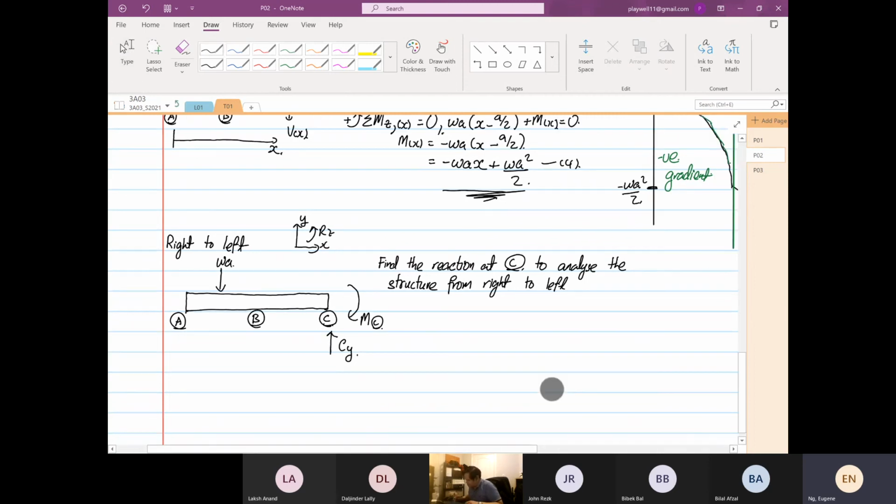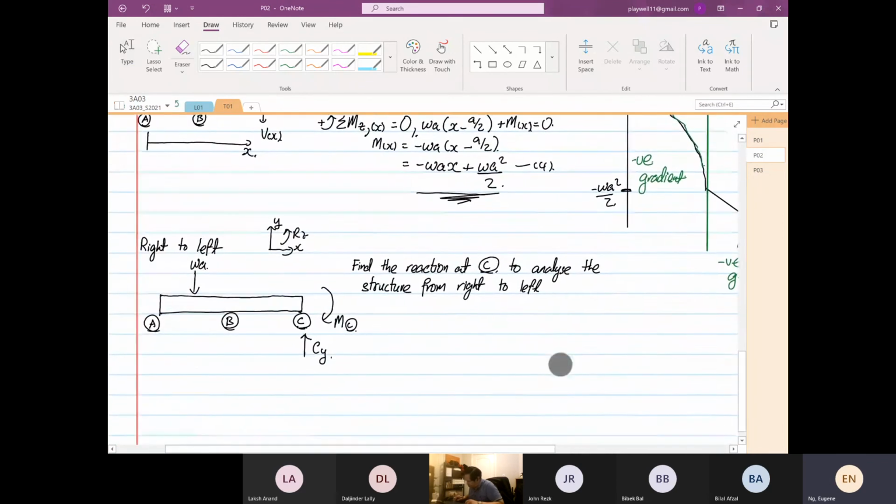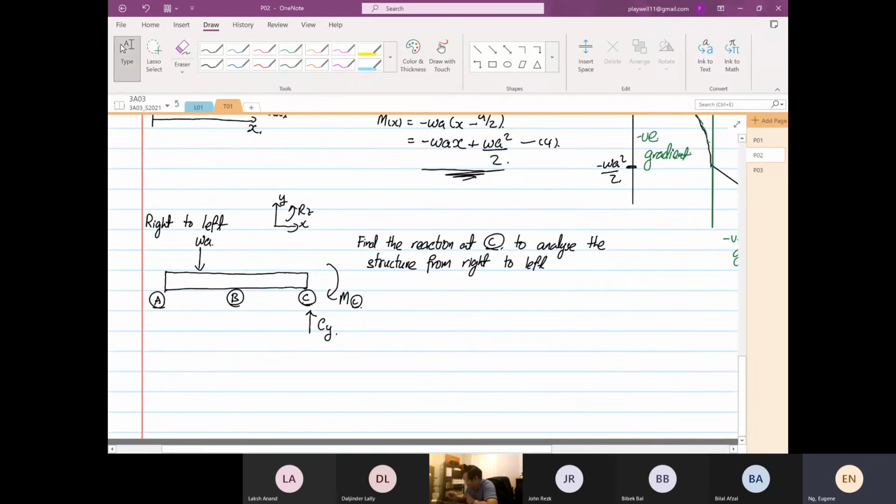So we're going to do our static analysis. Before we do our static analysis, let's get our distance right. So from here to here is A/2. The distance from here to here is L minus A/2, right?